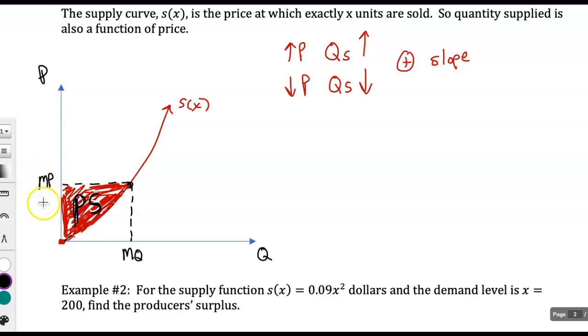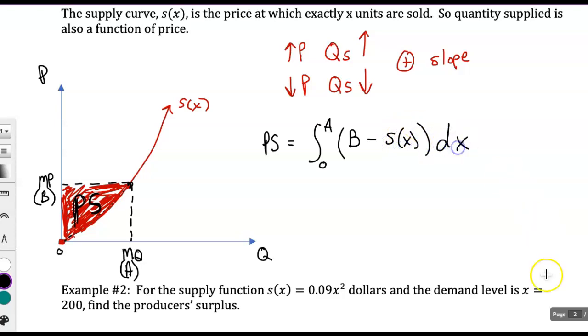Now, if we go with A down here, like we called it in the last example, and we call this B, when you do producer surplus, the integral is a little bit different. So you're still going to integrate from 0 to A along your x-axis. But now the upper curve is actually the horizontal line. So the upper curve is going to be your market price, like Y equals a number. And your lower curve is going to be your supply curve. So it's going to be B minus S of X.